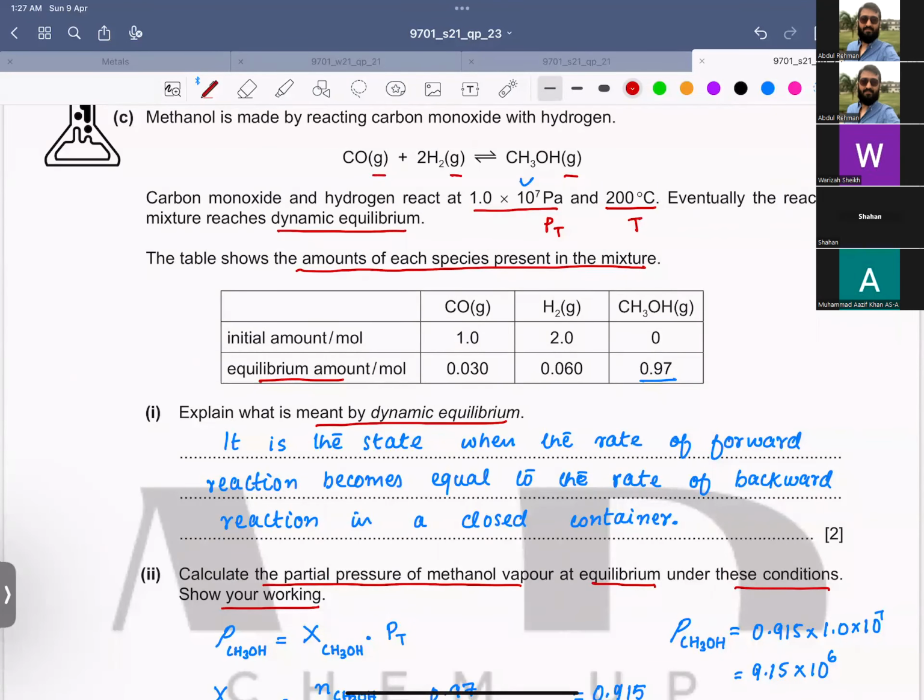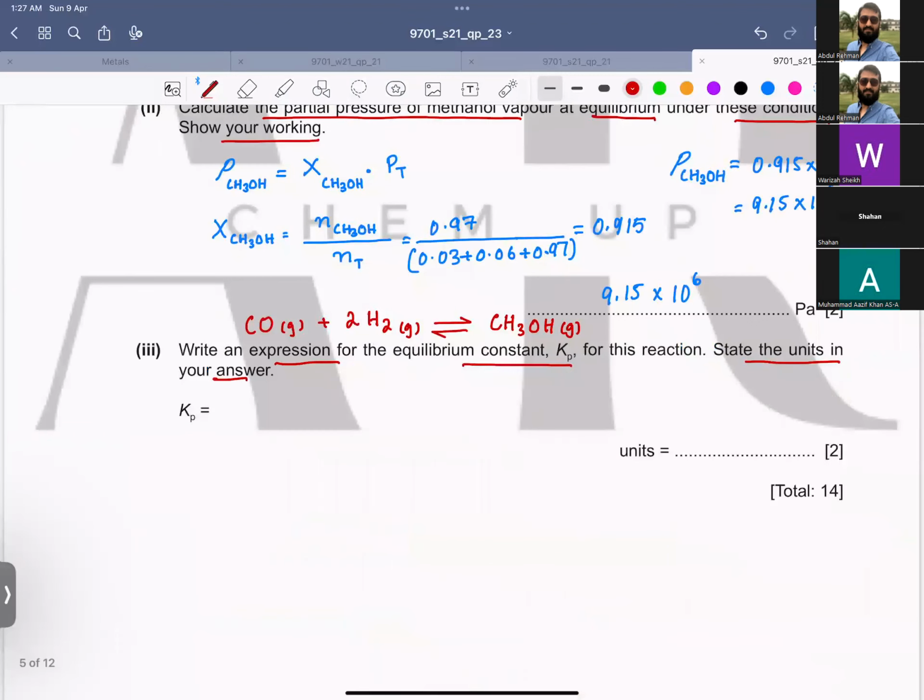So in the Kp expression, we always use the partial pressures of the gases and again the product over reactant. So I would write partial pressure of methanol divided by partial pressure of carbon monoxide multiplied by partial pressure of hydrogen raised to the power 2, as it has 2 moles.